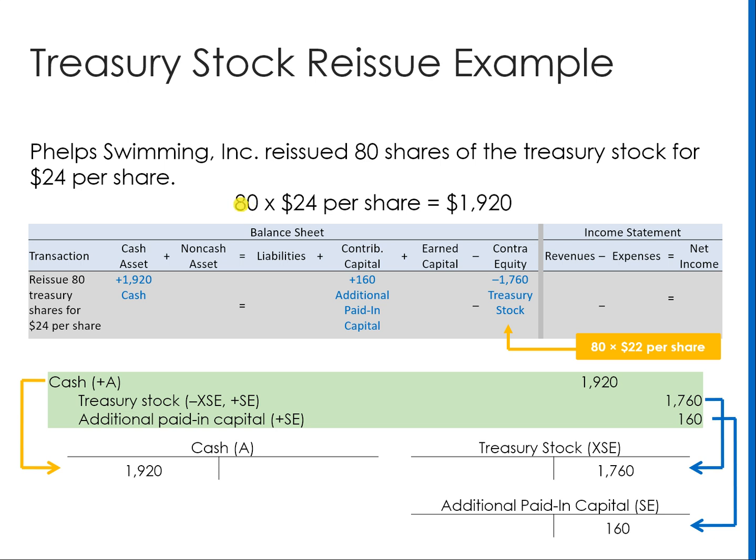So in this transaction, we debit cash for sure, and we credit treasury stock at cost. That's 80 shares multiplied by $22. Remember, we repurchased at $22. And the $160 is the so-called gain we made from this reissuance, and this increases the additional paid-in capital account.